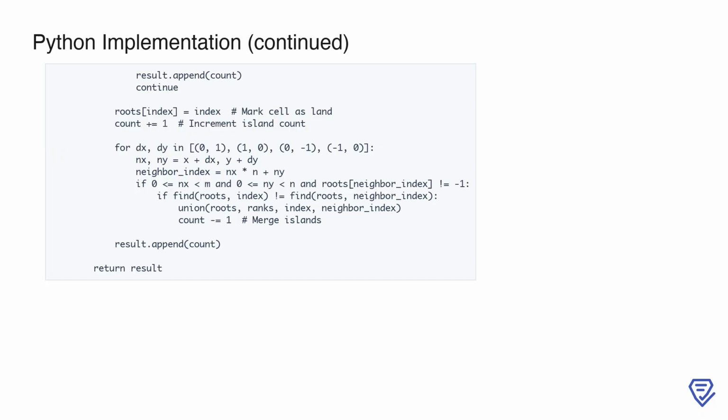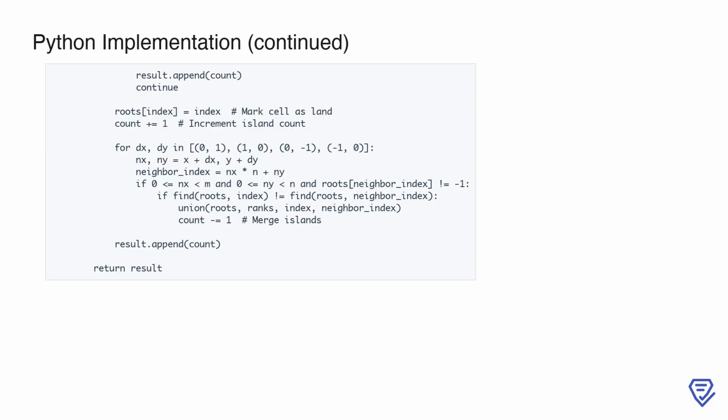We then increment the island count, as this new land initially forms its own island. To check for potential merges with neighboring islands, we iterate over all 4 possible directions: right, down, left, and up. For each direction, we calculate the neighbor's coordinates, nx, ny, and its corresponding index in the grid. If the neighbor is within bounds and is already marked as land in the roots array, we check if the current cell and the neighbor belong to the same island. If they do not, we use the union function to merge the 2 islands, and decrement the island count because 2 separate islands have become one. After processing all neighbors, the updated island count is appended to the result list. Once all positions have been processed, the result list, which contains the island count after each operation, is returned as the output.